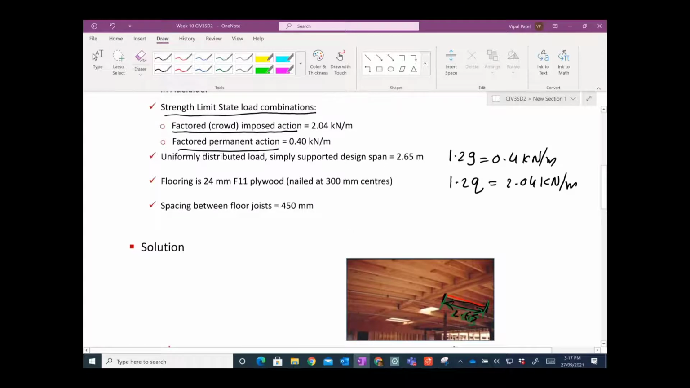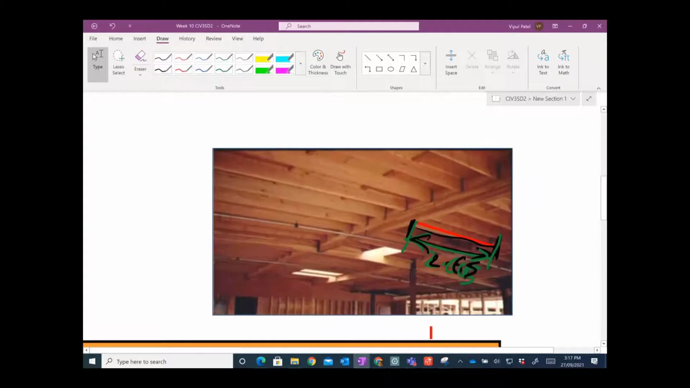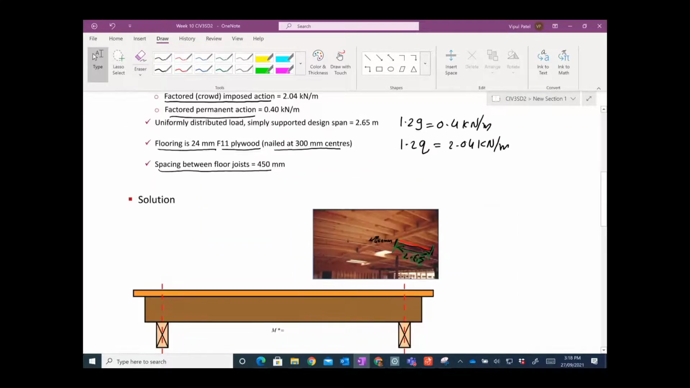Then the flooring is 24 millimeters F11 plywood, nailed at 300 millimeter centers. We will get back to that. The spacing between the floor joists is 450. So if I take this one, from here to another one is 450 millimeters, right? So that's given to us.